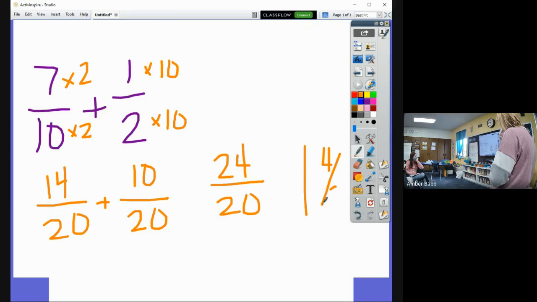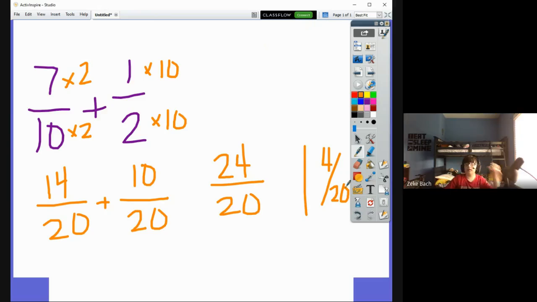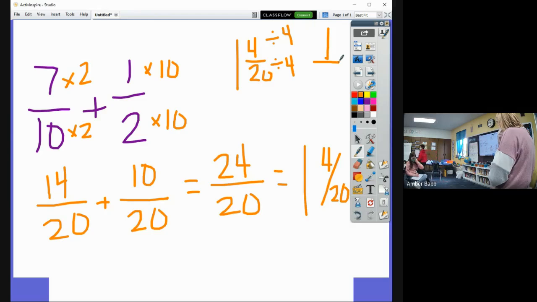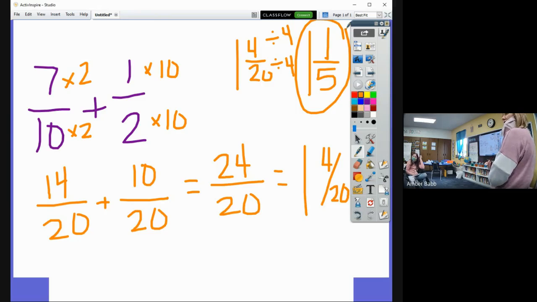And 4/20 turns into what, Zekel? You divide it by 4. 1/5, yeah. So the 4/20ths, I could divide that by 4. 4 divided by 4 is 1, and 20 divided by 4 is 5. Don't forget that I had that whole number there. So you would still get the same answer.